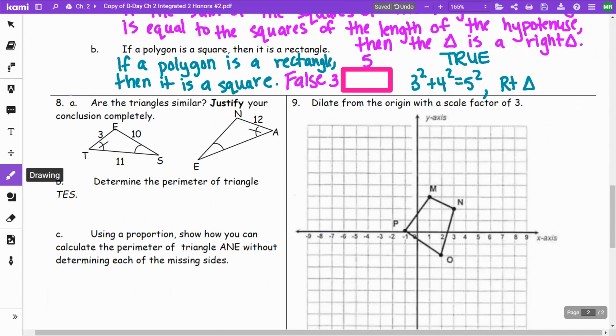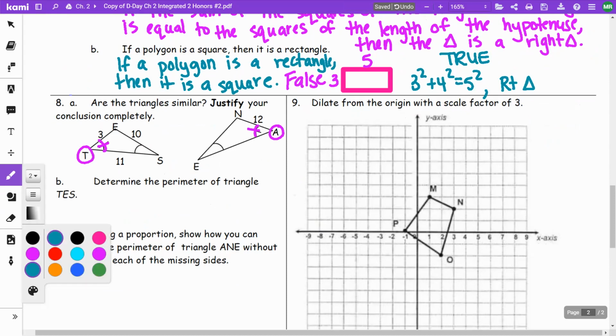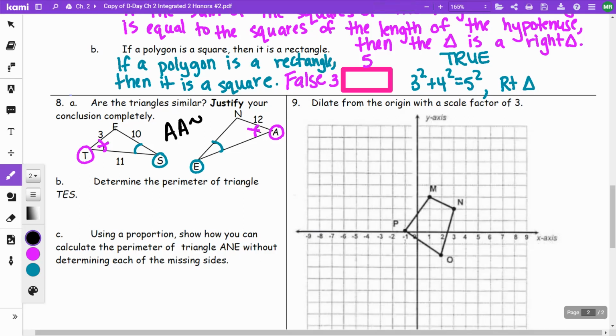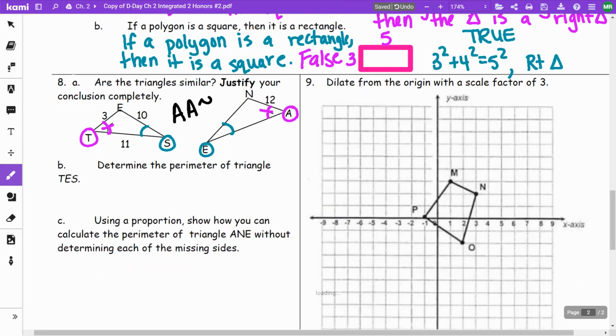On 8, are the triangles similar? Justify your conclusion. So looking at this, I have this angle with this angle. Okay, so angle T and angle A are congruent. I have angle S and I have angle E, so they are congruent. And that's enough. Okay, so right now I have angle-angle similarity. So yes, they are similar. Sorry, I think I said congruent.